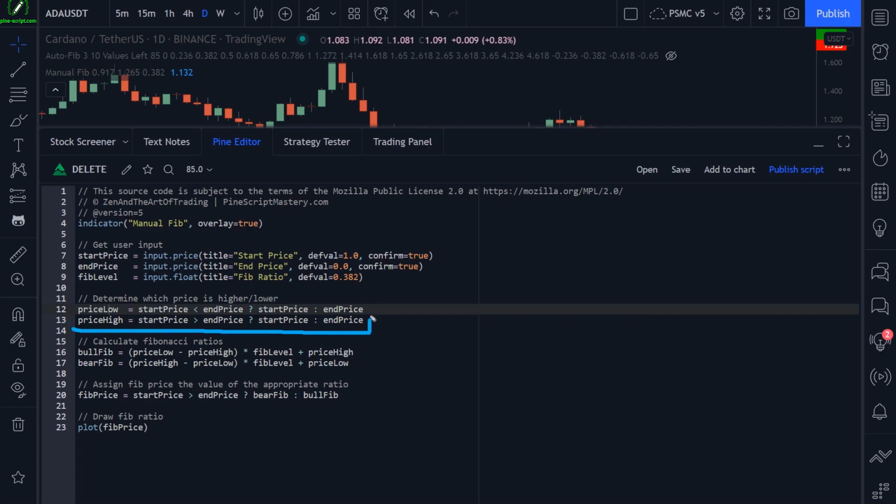And then the same for the price high, but the opposite direction. Is our starting price greater than our end price? If so, assign the starting price to our price high value. Otherwise, assign the ending price to our price high value.